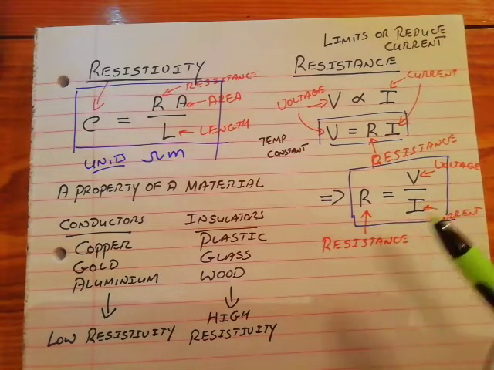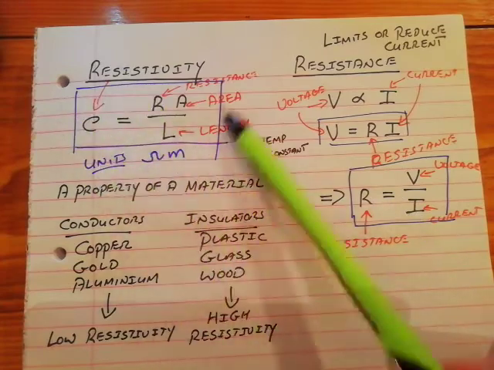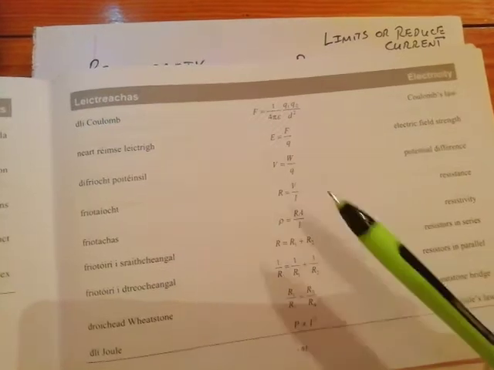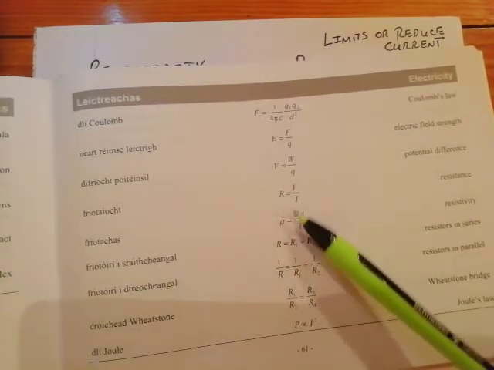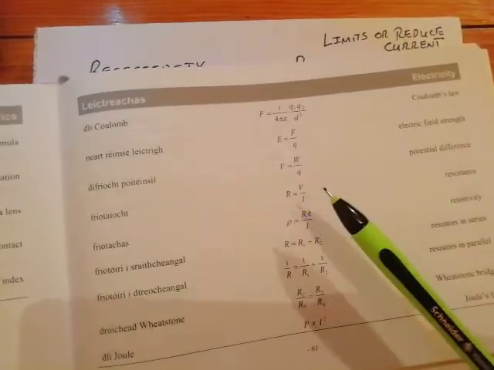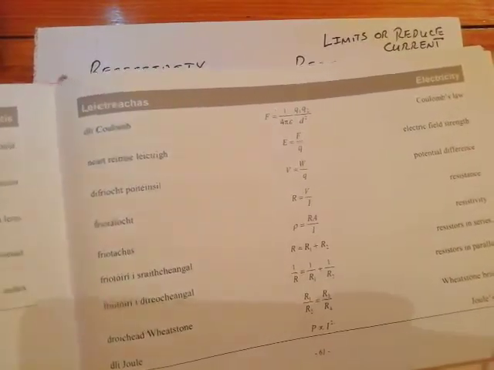full marks on that. These two formulas, the resistivity formula and the resistance formula, can be found in the middle of page 61 on your maths tables. So it's very important to have those at hand and be able to look them up very quickly.